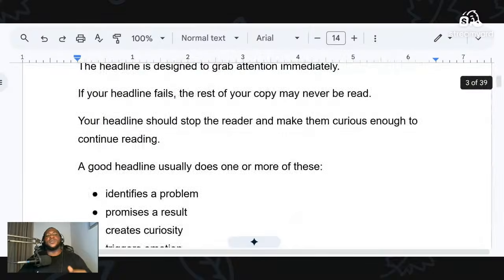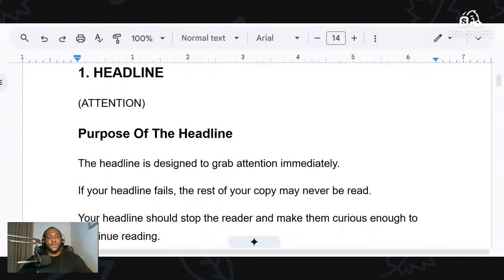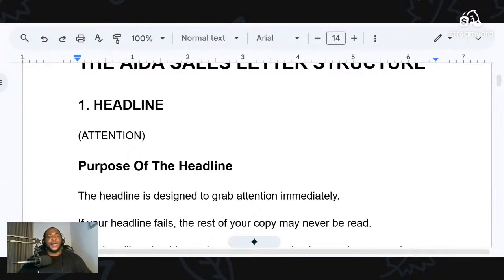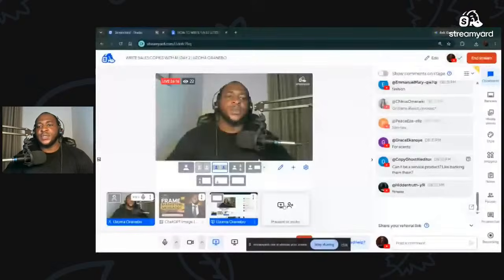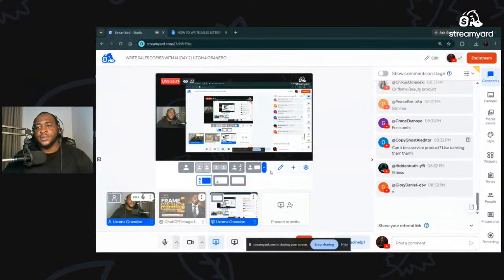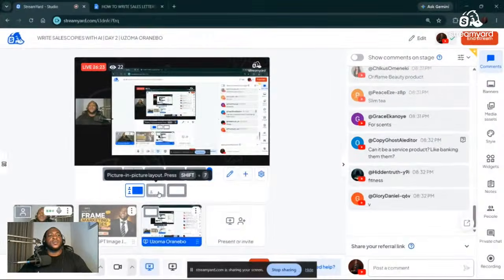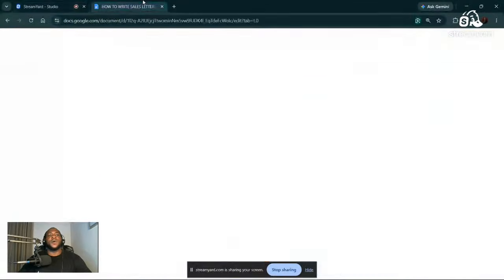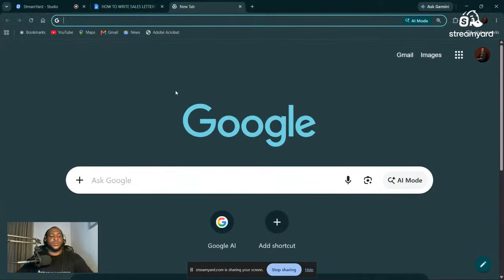I'm not just going to be doing this as teaching. I'm going to be doing a full practical. So let me share my full screen so that we can even go to AI and design the product. Somebody said fitness. Can't it be a service product like banking? You could have recommended banking, but I think we've gone with something already. So let us just go with Slim Tea.